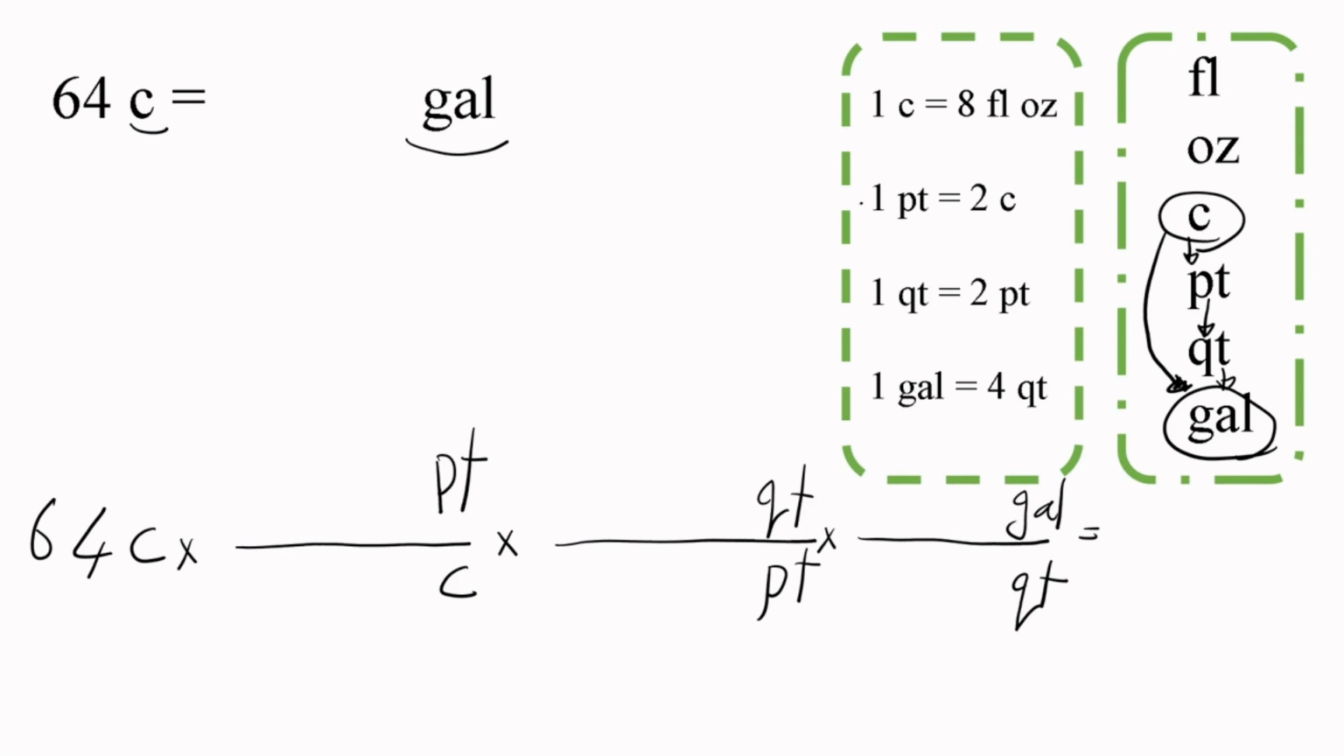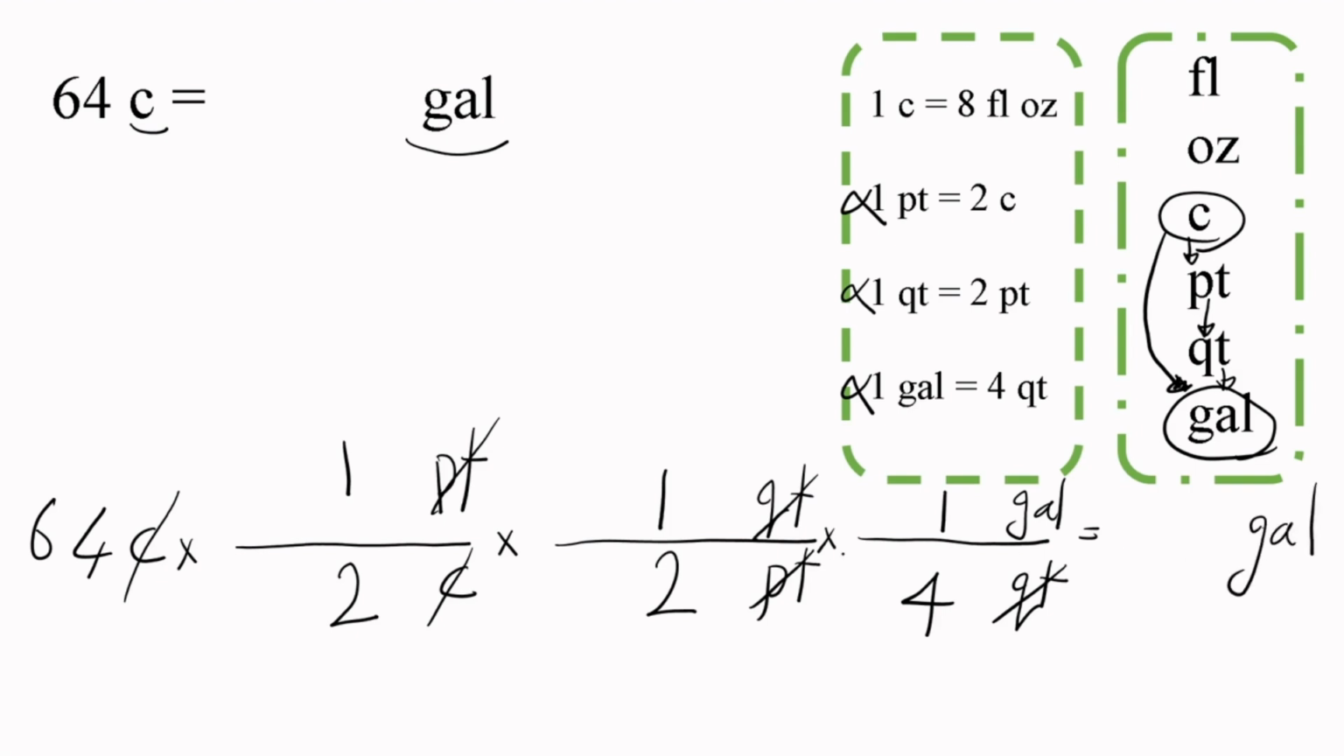As you can see, 1 pint is equal to 2 cups. And as you can see, 1 quart here is equal to 2 pint. And as you can see, 1 gallon is equal to 4 quarts. Let's check the unit first. These two are going to cancel each other out. These two, and finally we have only gallon.